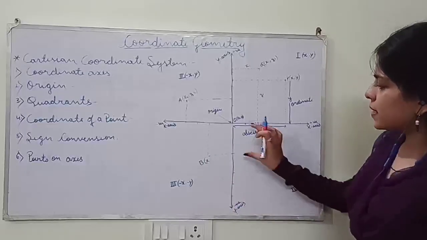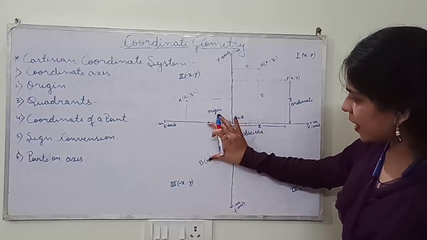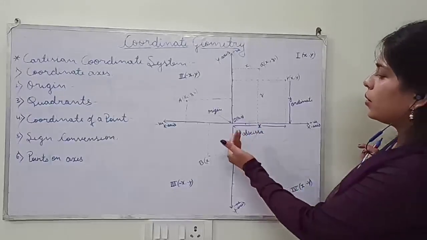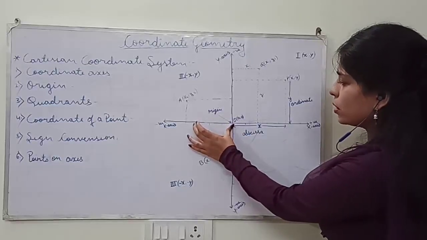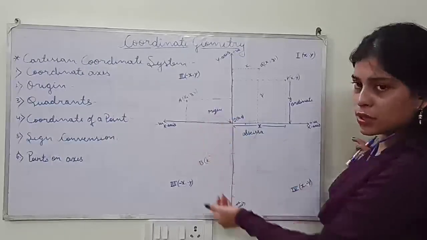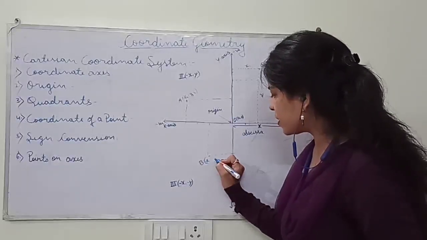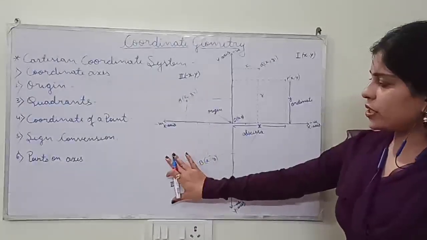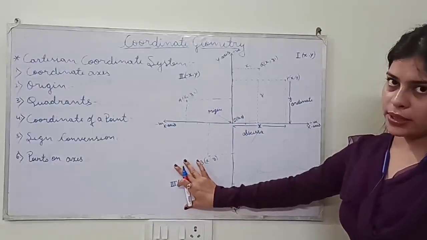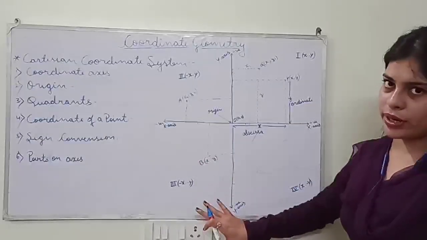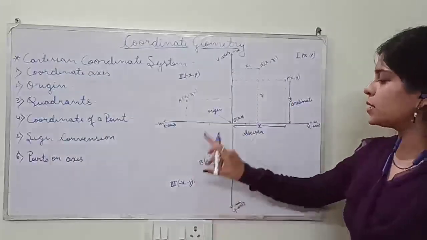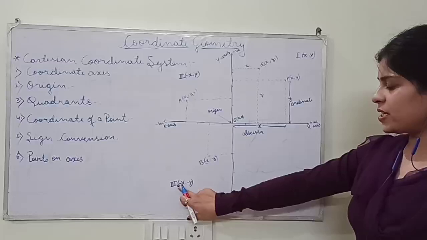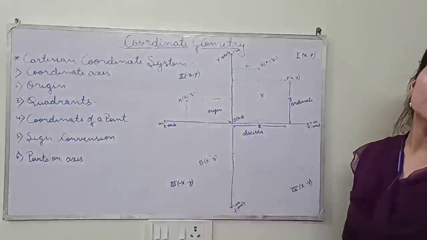So here you can see this is the y coordinate. So y is negative below the origin, and x is also negative before the 0. So here x will be negative and y also will be negative. For any point anywhere in the third quadrant, x and y both will be negative.